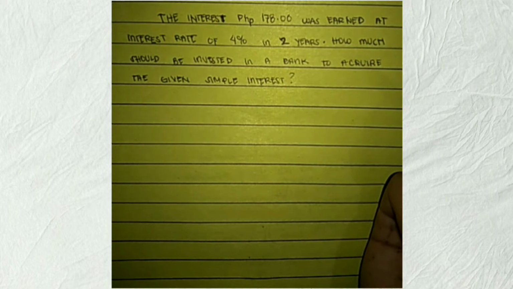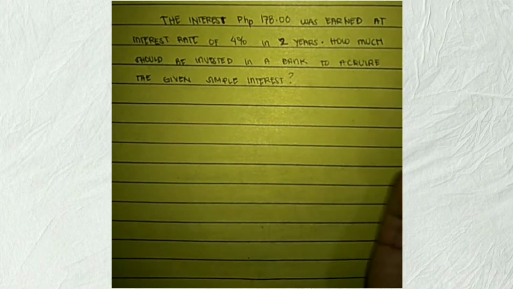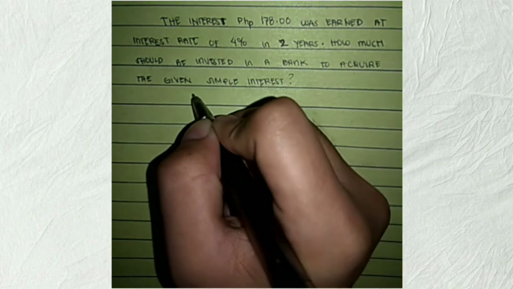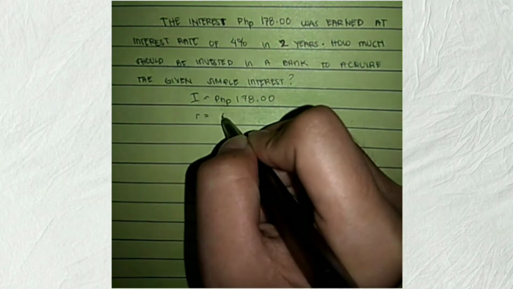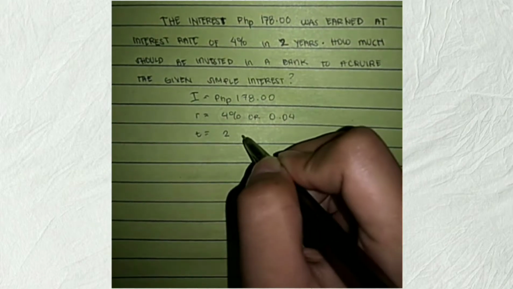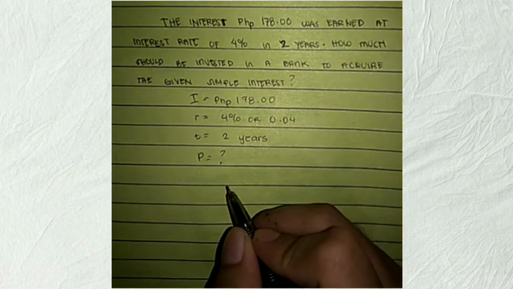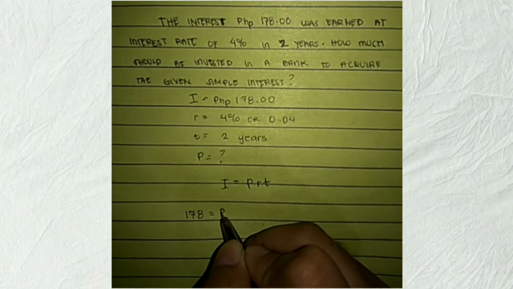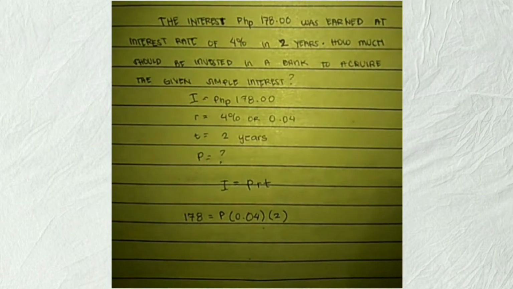The interest, 178 pesos, was earned at an interest rate of 4% in 2 years. How much should be invested in a bank with the given simple interest? We have interest of 178 pesos, rate of 4%, or in decimal 0.04, time is 2 years, and principal amount is the unknown variable. Let's substitute the given values in our formula. So we have 178 equals principal times 0.04 times 2.